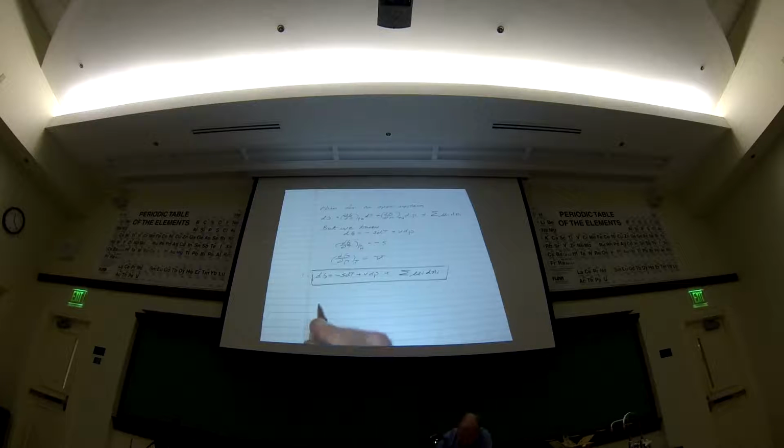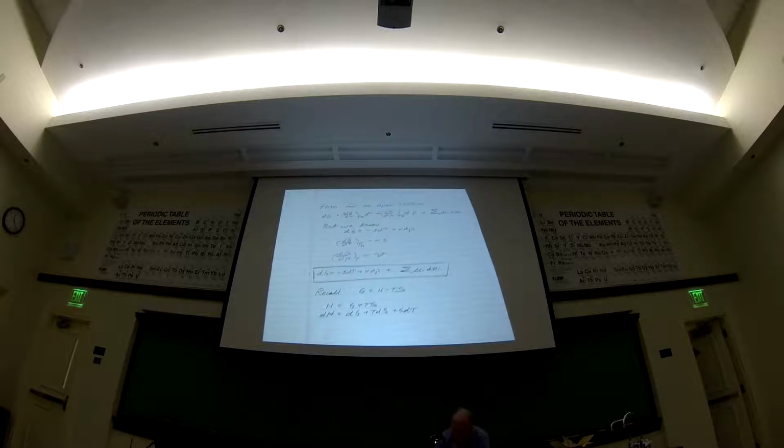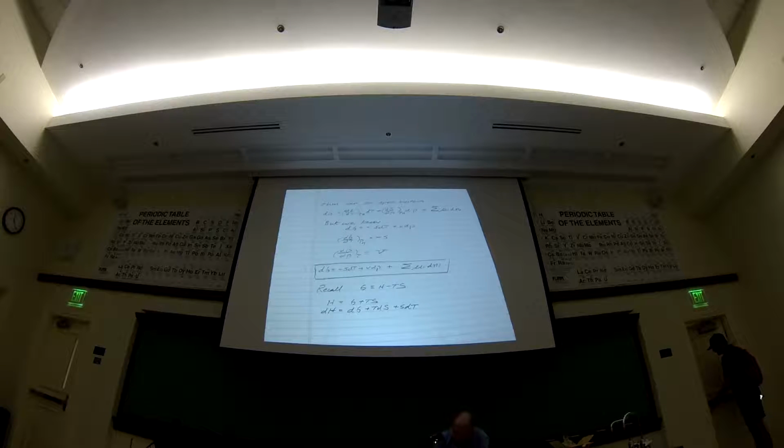Keep it in mind. Then recall that G was defined as H minus TS. So that means that H is equal to G plus TS. That means that the derivative of H is the derivative of G plus T times the derivative of S plus S times the derivative of T. That means in general that dH, the derivative of G, is that mess up there.